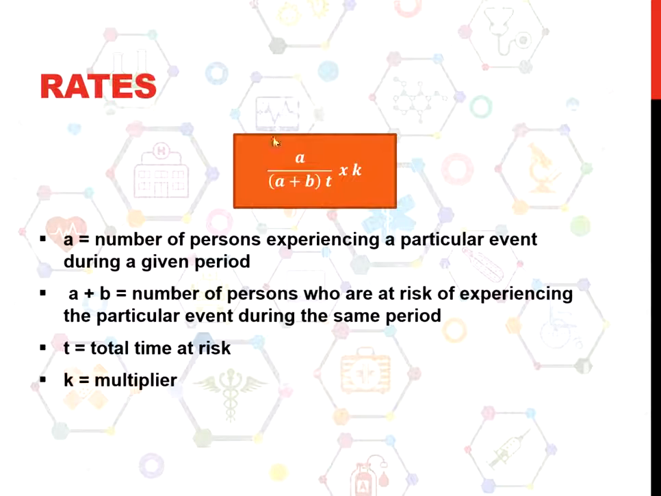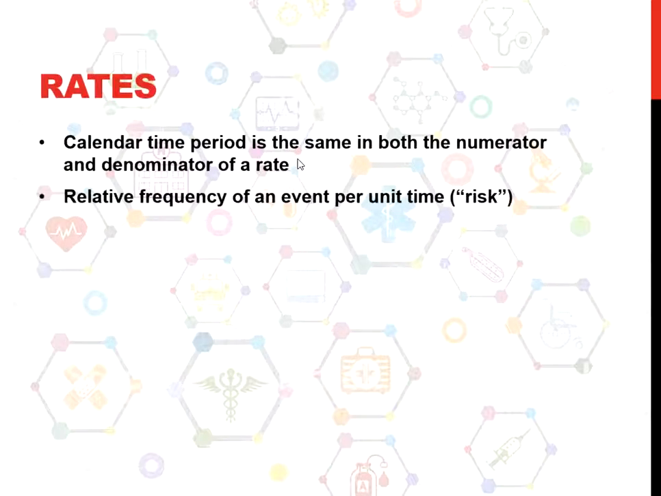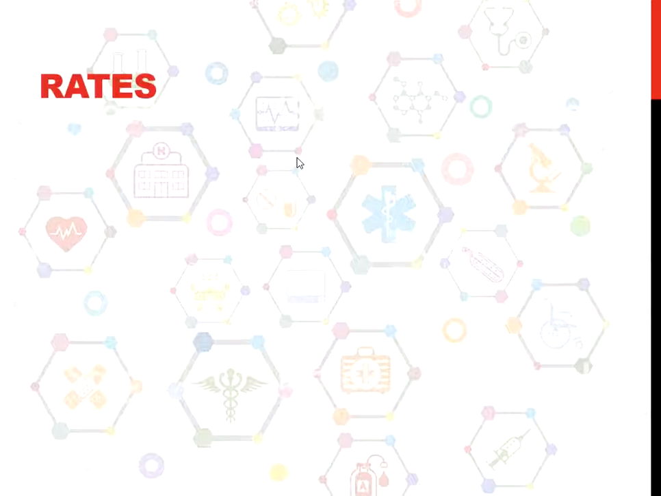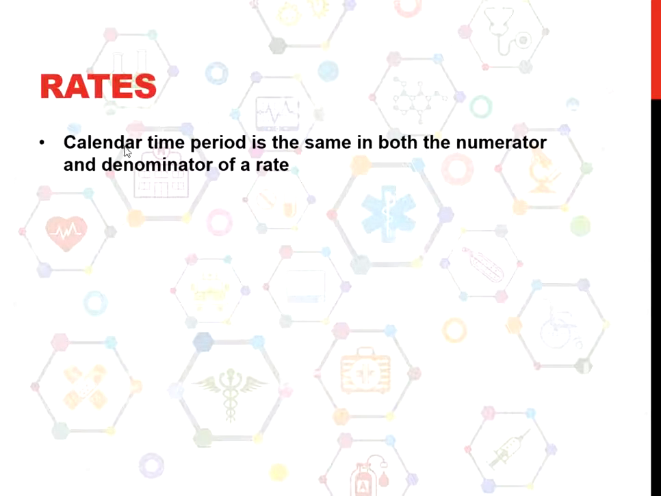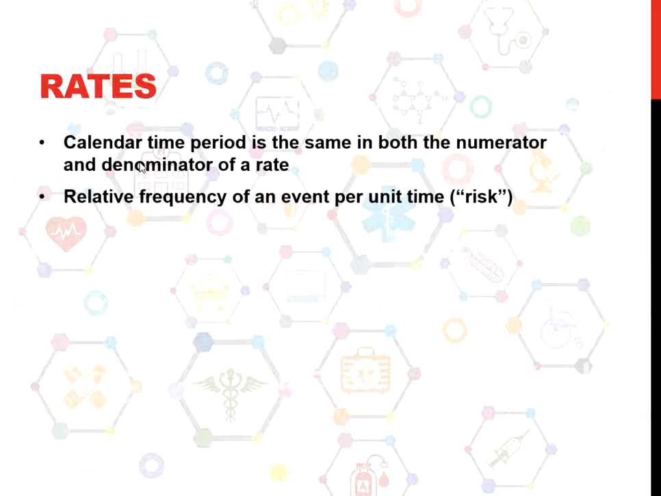Okay. So for example, kagaya halos siya nung ating mga ratio pero may time. Yan siya lang na iba, may time. Okay, so calendar time period is the same in both numerator and denominator of a rate. So yung time isa lang yan. Relative frequency of an event per unit time is called risk. So yun yung ating risk na ginagamit.